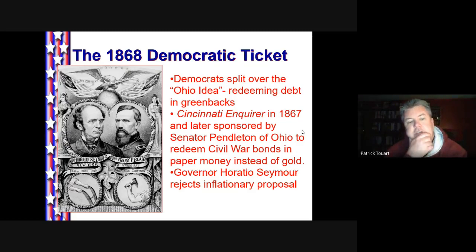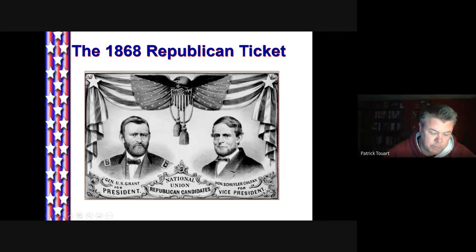So this is the issue that would become interesting for the Democrats, is what would become their sort of guiding policy. Now, Grant really runs on support of the 14th Amendment, support of Reconstruction, the fact that the Democrats were the party of the Confederacy.